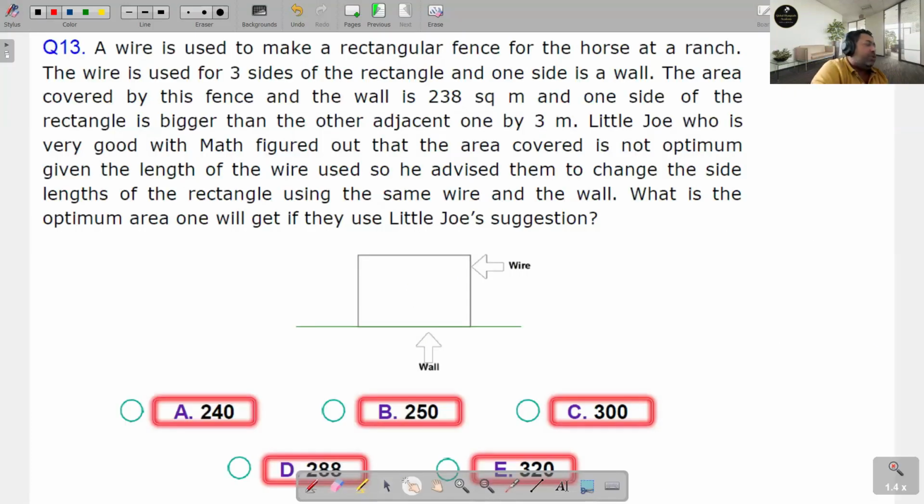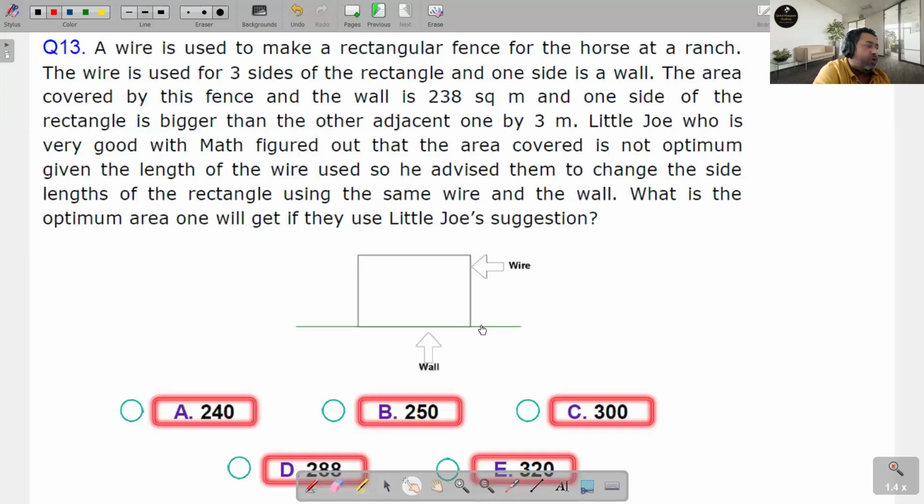Question 13. A wire is used to make a rectangular fence for the horse at a ranch. The wire is used for 3 sides of the rectangle and one side is a wall. As shown here in the picture, the green line is the wall, and the wire is being used as 3 sides of a rectangle. The area covered by this fence and the wall is 238 square meters, and one side of the rectangle is bigger than the adjacent one by 3 meters.